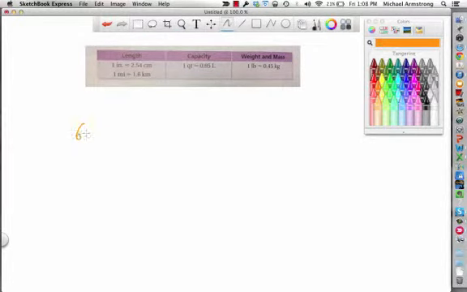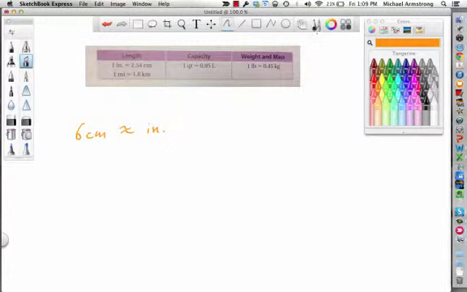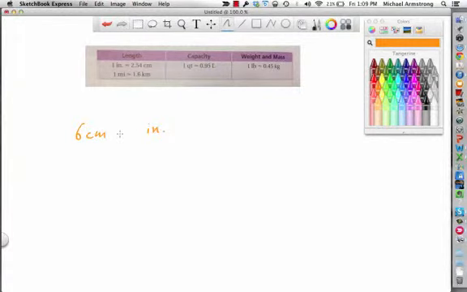Let's change 6 centimeters into inches. Oh, I didn't need to say into. I guess I can quick erase. I said into. I wrote an approximate sign, but I said into. So that's a little silly. We're going to change 6 centimeters into inches.